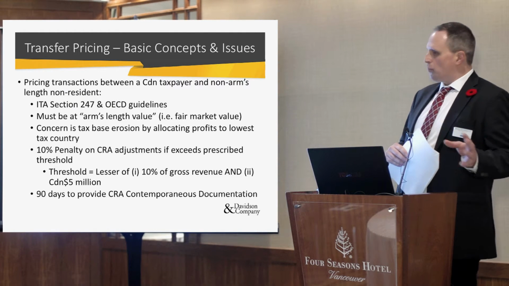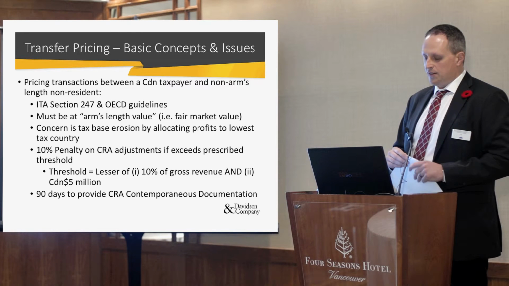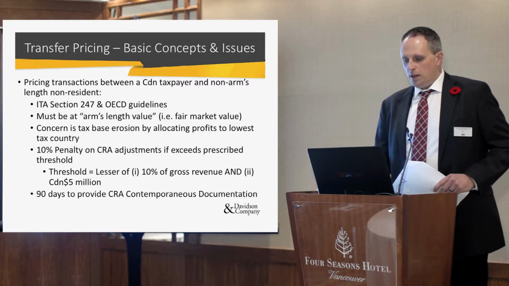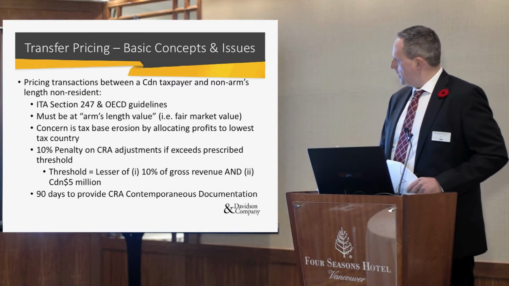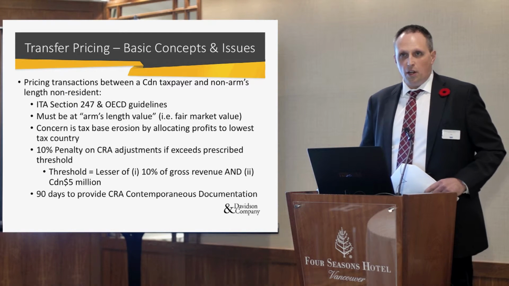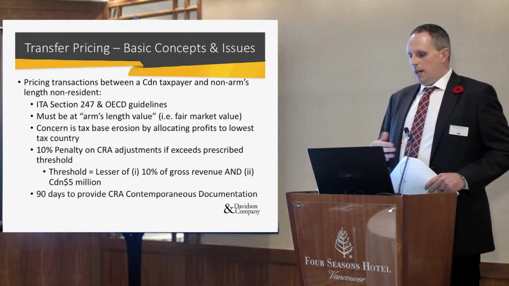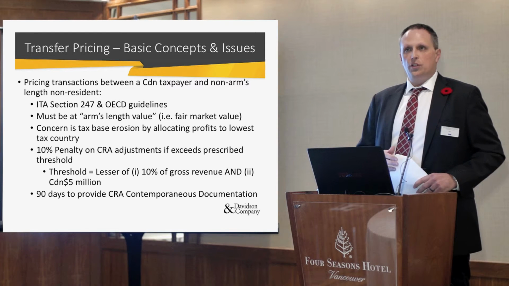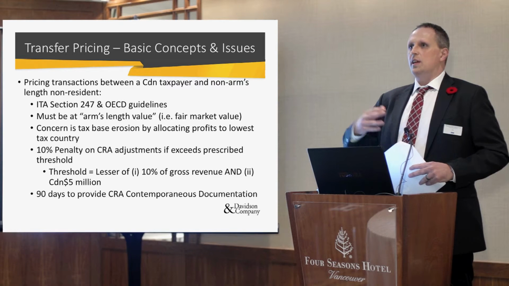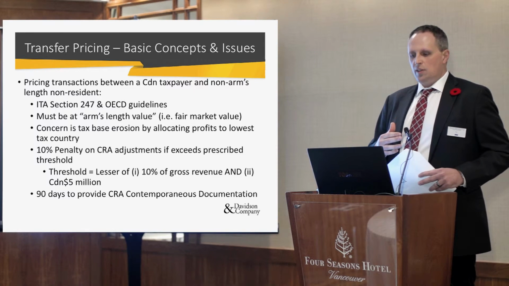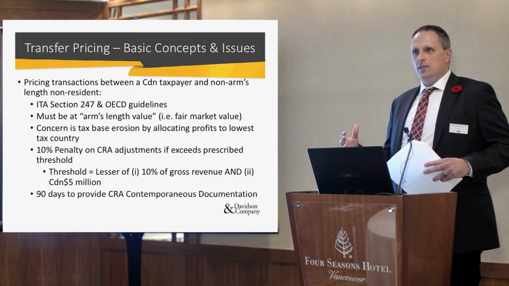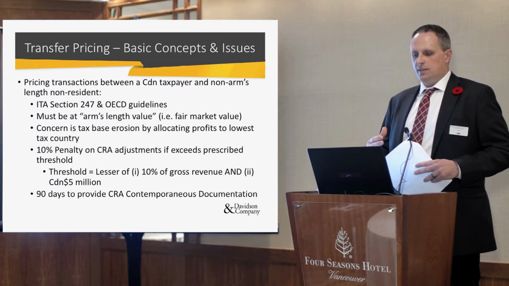So in really simple terms, that threshold is the lesser of 10% of the gross revenue of the Canadian company, or $5 million. So if you had, let's say, gross revenue of $1 million, 10% of that is $100,000. If the total of all the adjustments that CRA's made to the cost of sales and the revenues on the Canadian books is over that 100,000, the entire amount of adjustments is penalized at 10%.